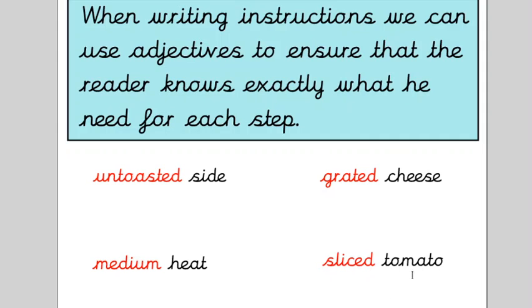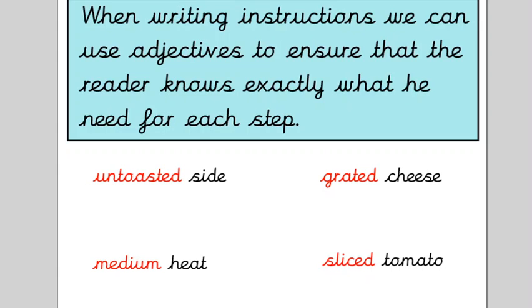And then finally, sliced tomato. There's a big difference between putting a sliced tomato and putting a whole tomato into your cheese toasty. So like I said, it's really important that we use these to explain exactly what the reader needs to put in for each step, or what the reader needs to do.